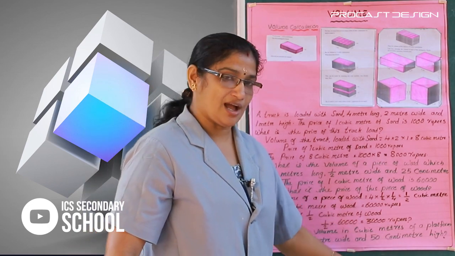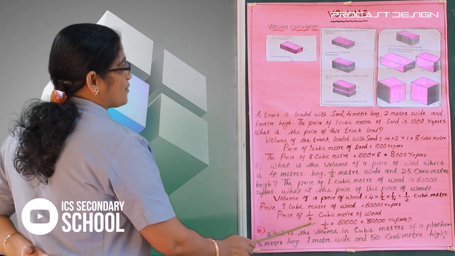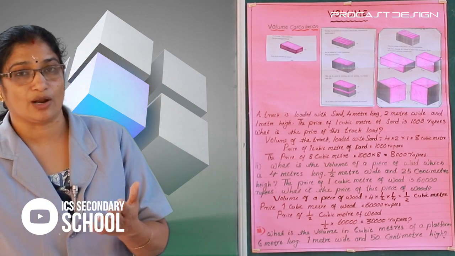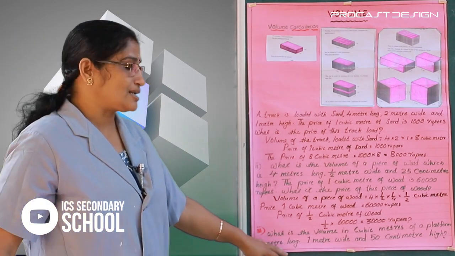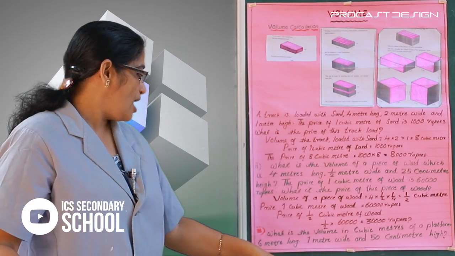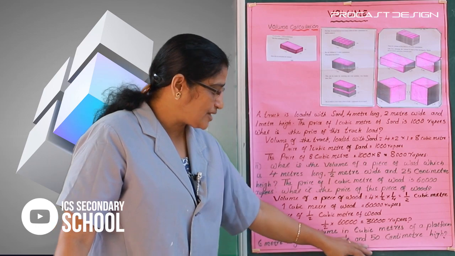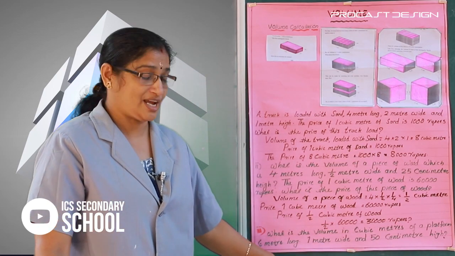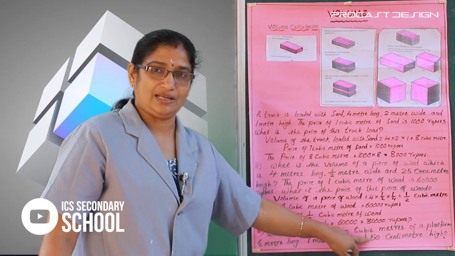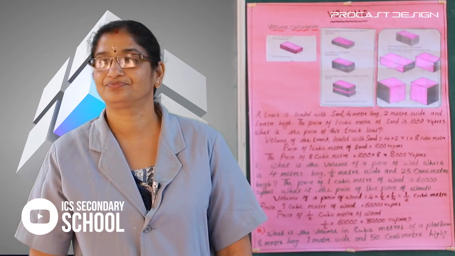Okay. What is the volume in cubic meter of a platform 6 meter long, 1 meter wide and 50 centimeter high? Find the volume. The platform length is 6 meter and 1 meter wide and 50 centimeter is high. Calculation of volume: 6 into 1 into 50 centimeter. Then we get the volume of the platform.